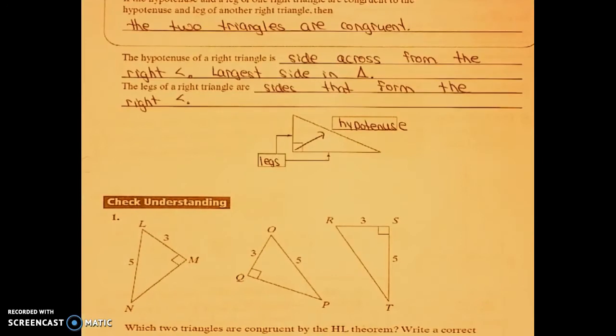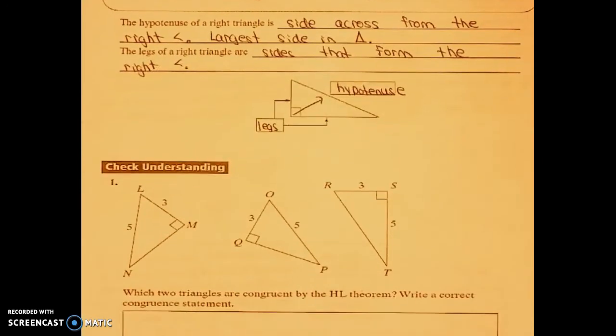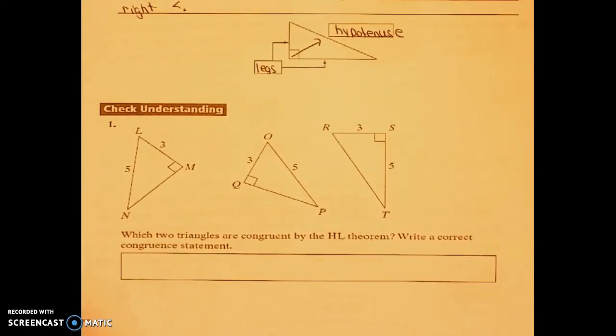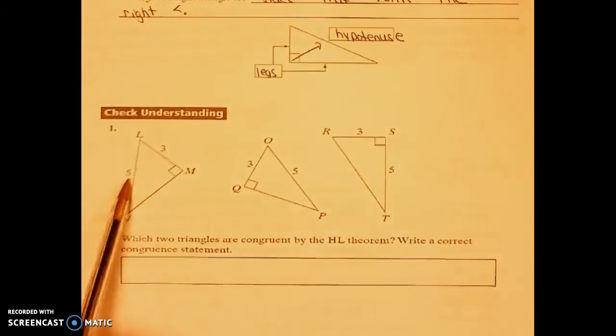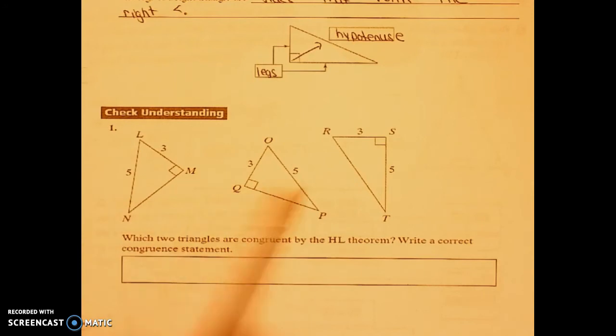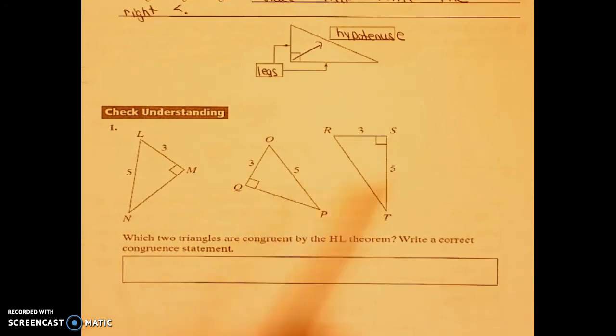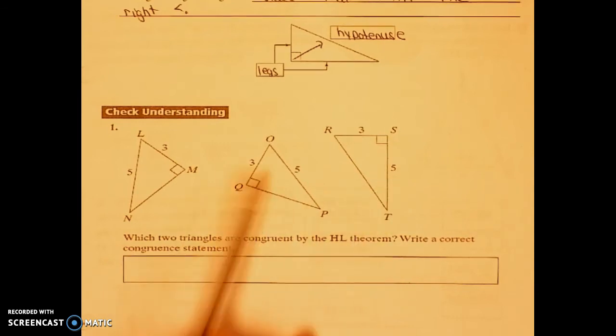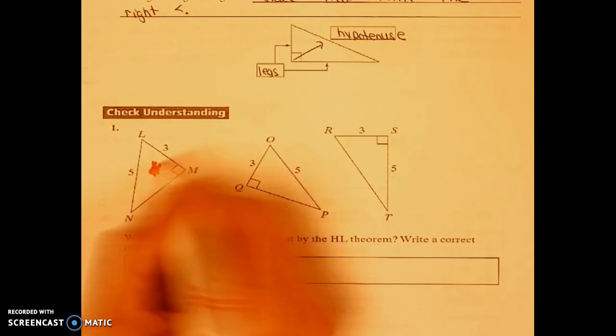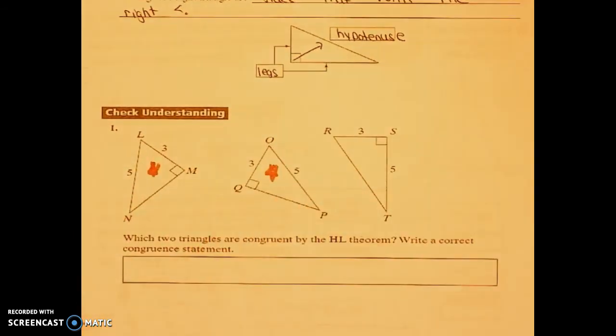Let's look at the example below. We've been given 3 different triangles. They're asking us which 2 triangles are congruent because of the hypotenuse leg. First thing we want to do is make sure that they have right angles, which they all do. I'm noticing on this one the hypotenuse is 5, on this one the hypotenuse is 5, but this 5 is not on the hypotenuse. So the 2 triangles that are congruent by hypotenuse leg are this triangle and this triangle.